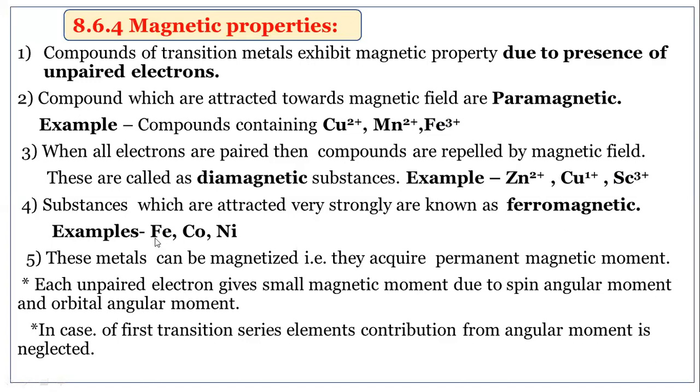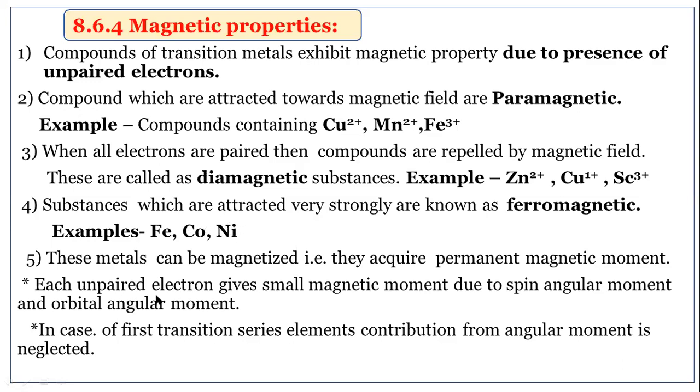The substances iron, cobalt, nickel are called ferromagnetic because these are very strongly attracted by the magnet. So a permanent magnet can be prepared by using iron, cobalt and nickel, remember. This can be asked in CET, NEET, and JEE also. For the permanent magnet, iron, cobalt and nickel are used because these are ferromagnetic.